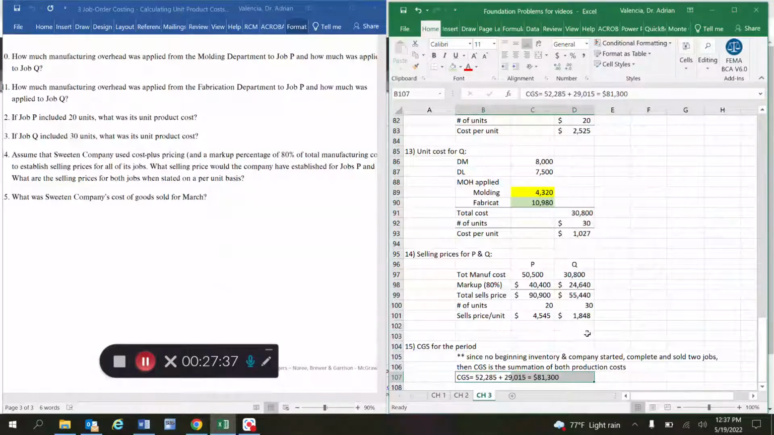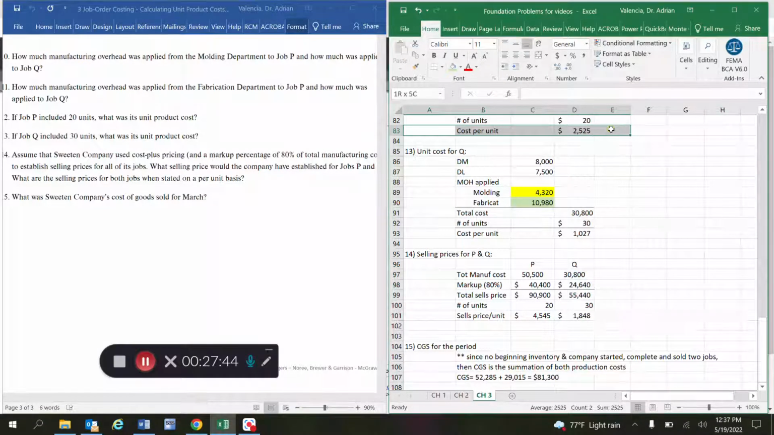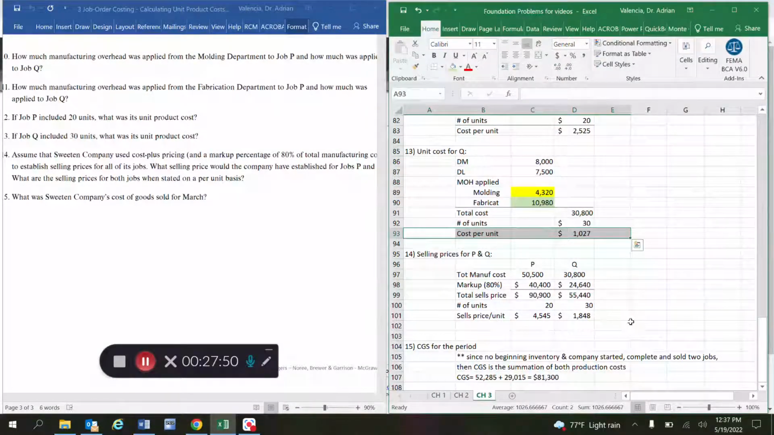But if at any point you don't sell everything, then you're going to be costing out per the new cost per unit structure, which is 25.25 for product P, and then 10.27 for product Q on a per unit basis. All right, this concludes the foundation problem for chapter 3.